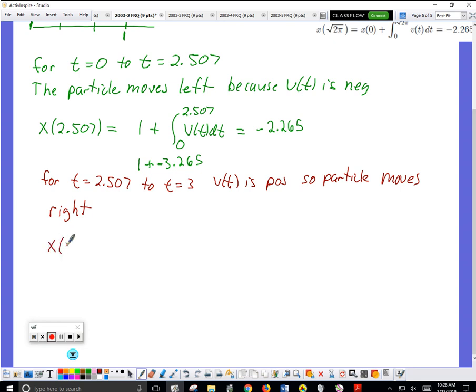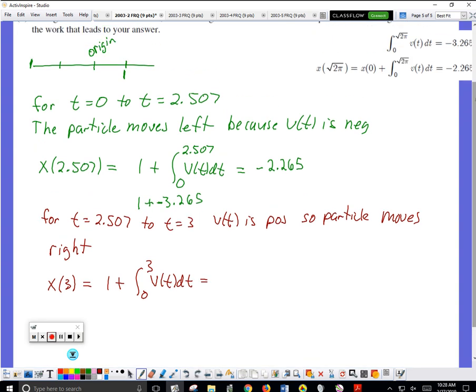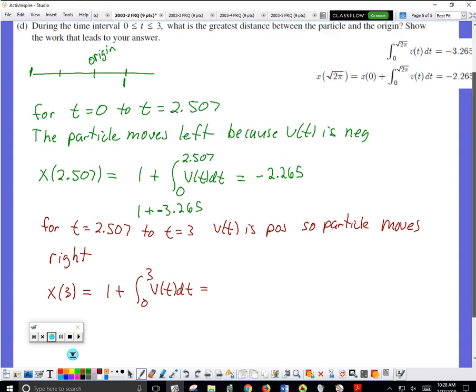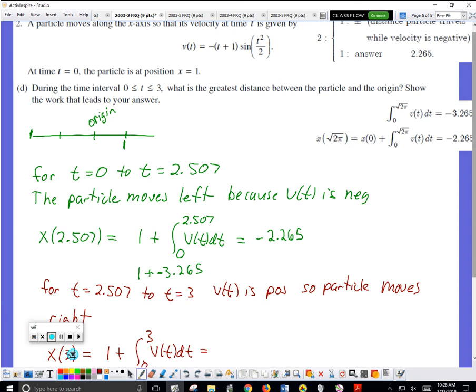So then I say the position at time 3 is going to equal 1 plus the integral from 0 to 3 of the velocity. I work that out. I don't have that number in front of me, but whatever that happens to be, I then just look at the 3 numbers. The particle was here, it went left for a while, came back right for a while. Whichever of those numbers is greatest in absolute value, that's when the particle is farthest from the origin.